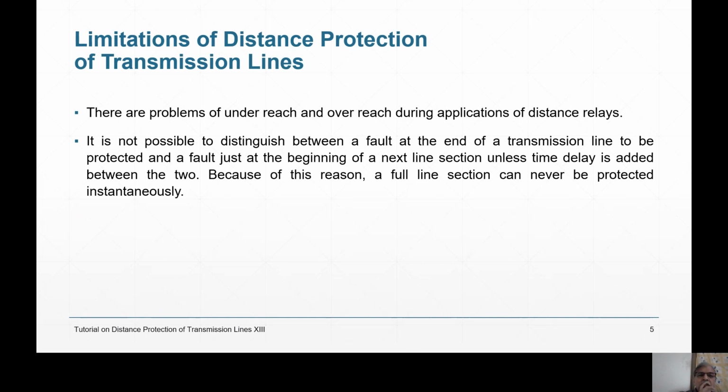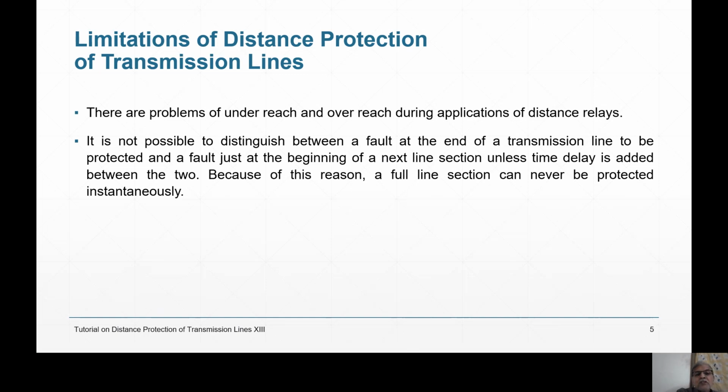What are the limitations of the distance protection scheme? One is there are problems of underreach and overreach. You see, because of asymmetry of current, there is overreach. Because of series capacitor, there is overreach. Because of teed line, there is underreach. Because of fault resistance, there is underreach. So, perfect reach is not there in distance scheme.